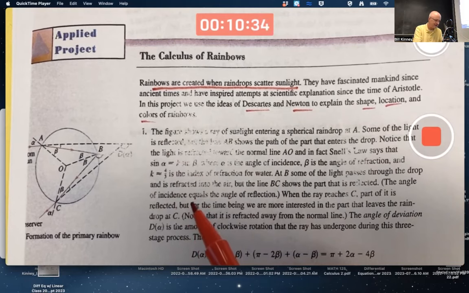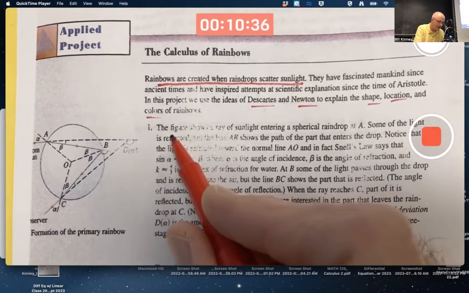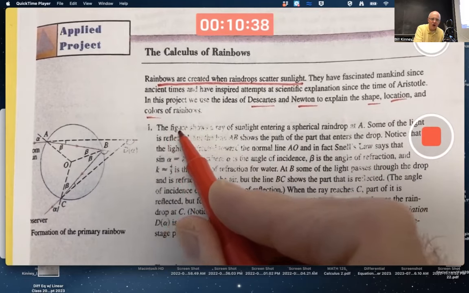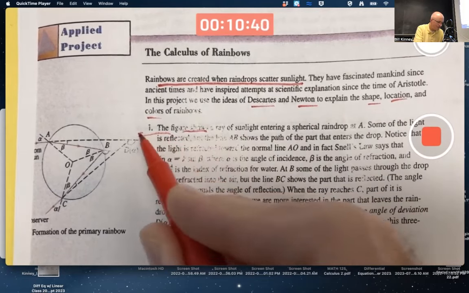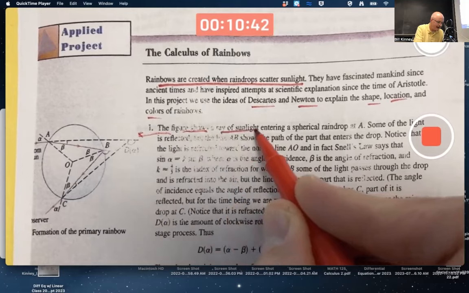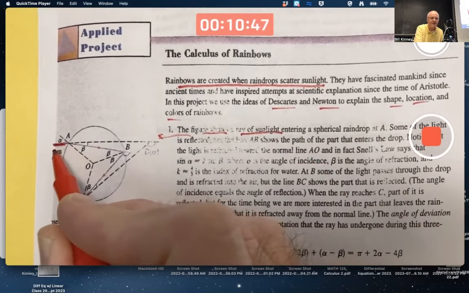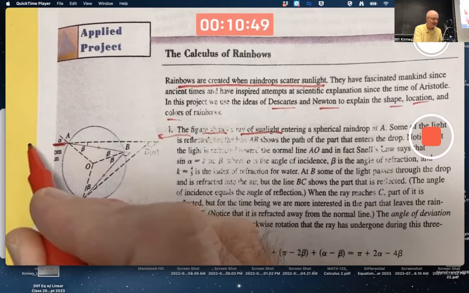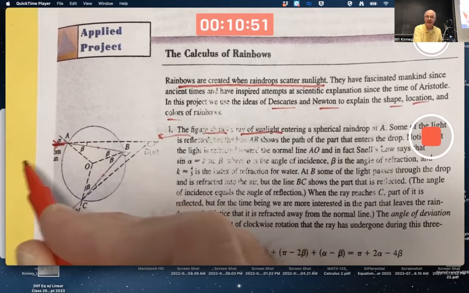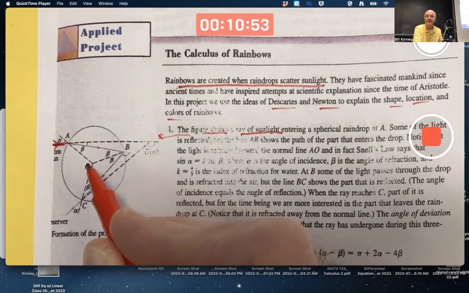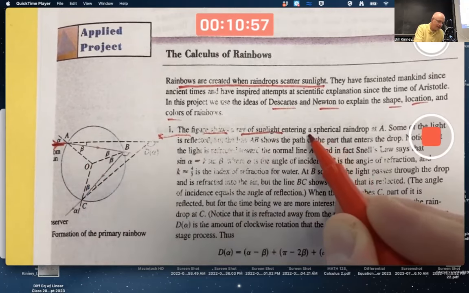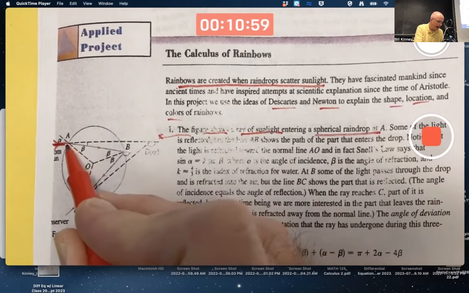Oh, the copying didn't get so good here. Sorry about this. The figure shown right here shows a ray of sunlight. That's this beam right here. That's the ray of sunlight coming from the left, essentially horizontally. The sun is low in the sky. Entering a spherical raindrop at the point A right there.